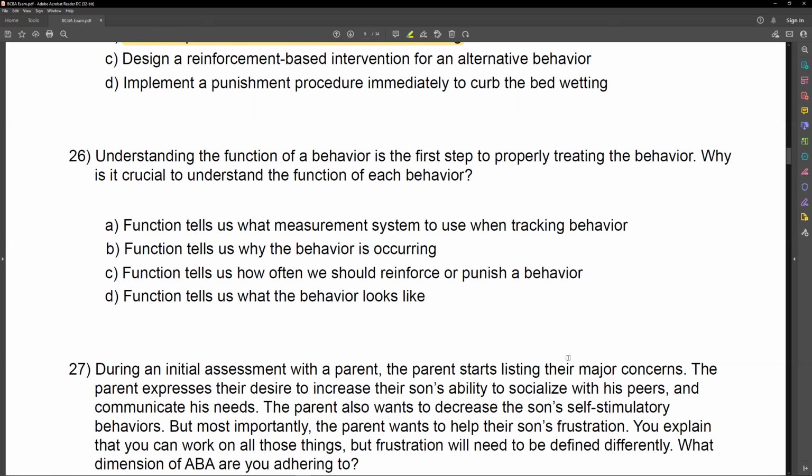B, function tells us why the behavior is occurring. Yes, right? Function is the reason the behavior occurs. Behavior typically occurs to gain or get rid of something. B tells us why the behavior is occurring. B looks good. Read all the answer choices. C, function tells us how often we should reinforce or punish a behavior. No, not necessarily. Okay, data is going to tell us that. D, function tells us what the behavior looks like. What's the word for what the behavior looks like? Topography. If you're going to define the topographical characteristics of the behavior, that is what you would do when you would describe what the behavior looks like. Function is why the behavior occurs.